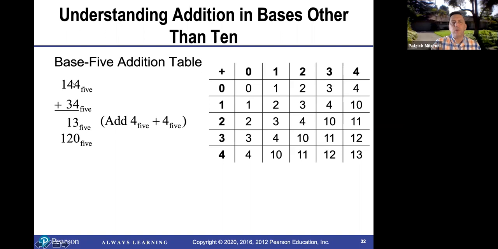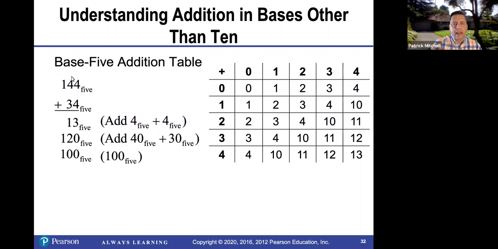So this would be like 4 nickels plus 3 nickels. I would take 5 of those nickels and trade them in for a quarter. So think of this 120 as 1 quarter, 2 nickels, and 0 pennies. And then finally, just bring down the 1.